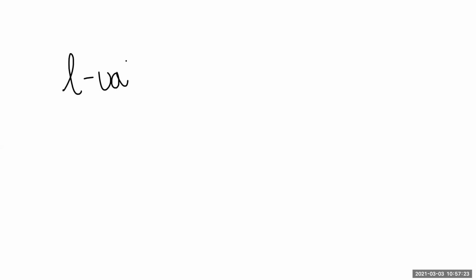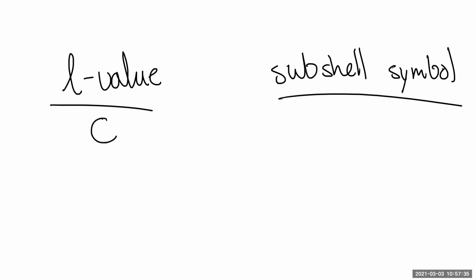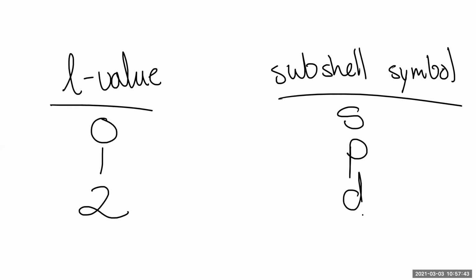So L value, subshell symbol. There are only actually really 4 practical ones here. 0 is a subshell of S, 1 is P, 2 is D, and 3 is F.